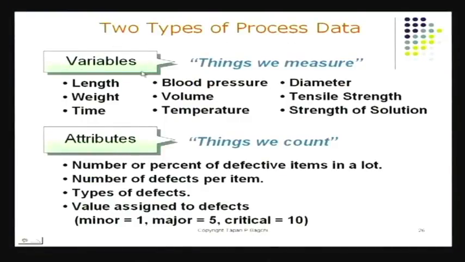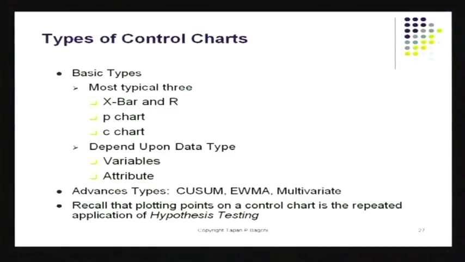Examples of variables characteristics, there are a lot of examples given here. Length, weight, time, volume, temperature, and so on. These are all quantities that I can measure. Attributes, on the other hand, are good and bad, like, is the pen able to write or is it not able to write? It's just sorted between good and bad. So that's an attribute that can only be monitored using what we call the P chart or the NP chart or the C chart or the U chart. So these are the ones that lead to these various types of charts that we see.